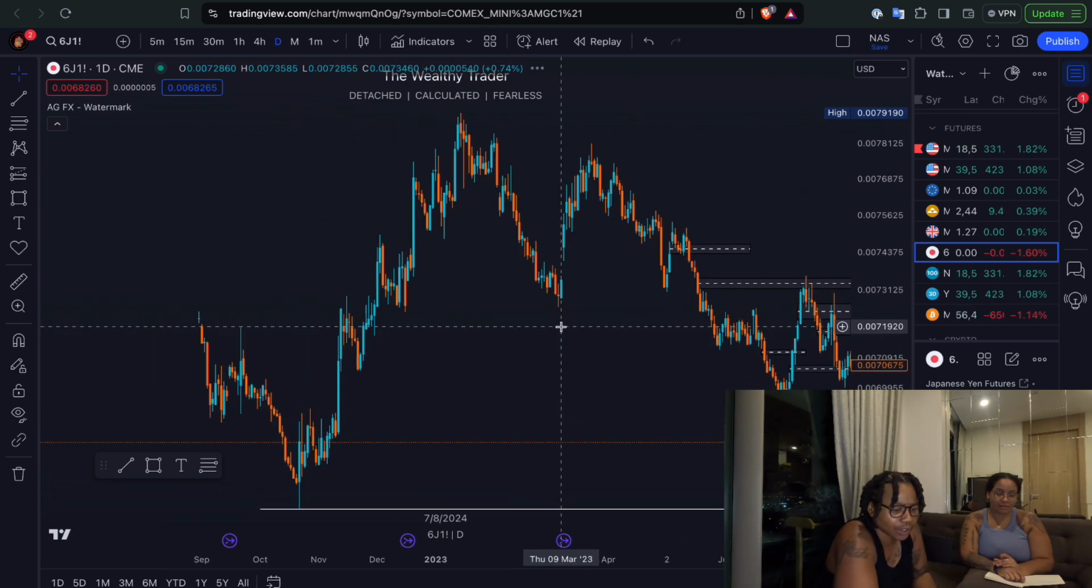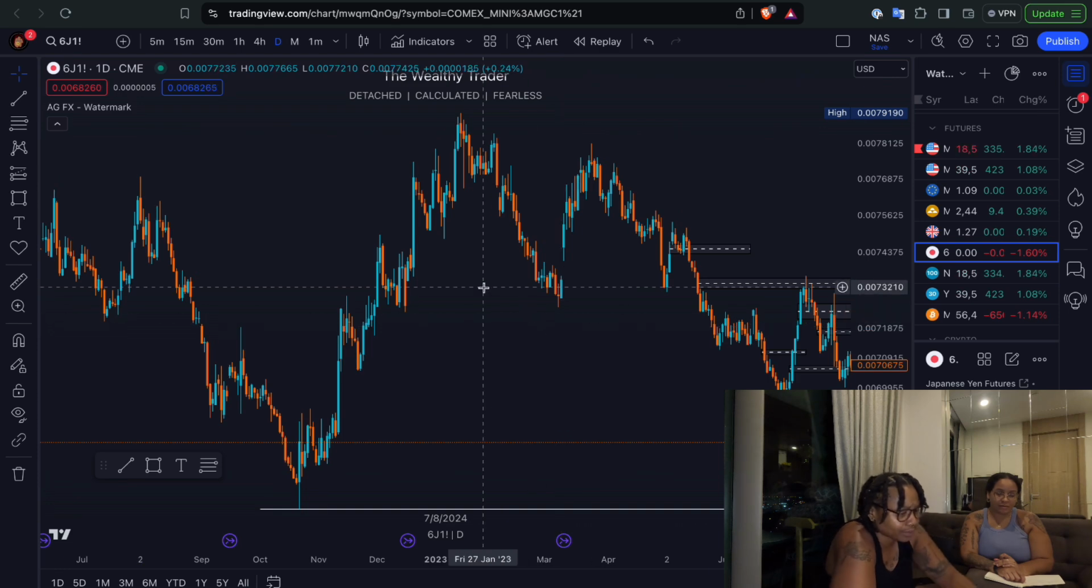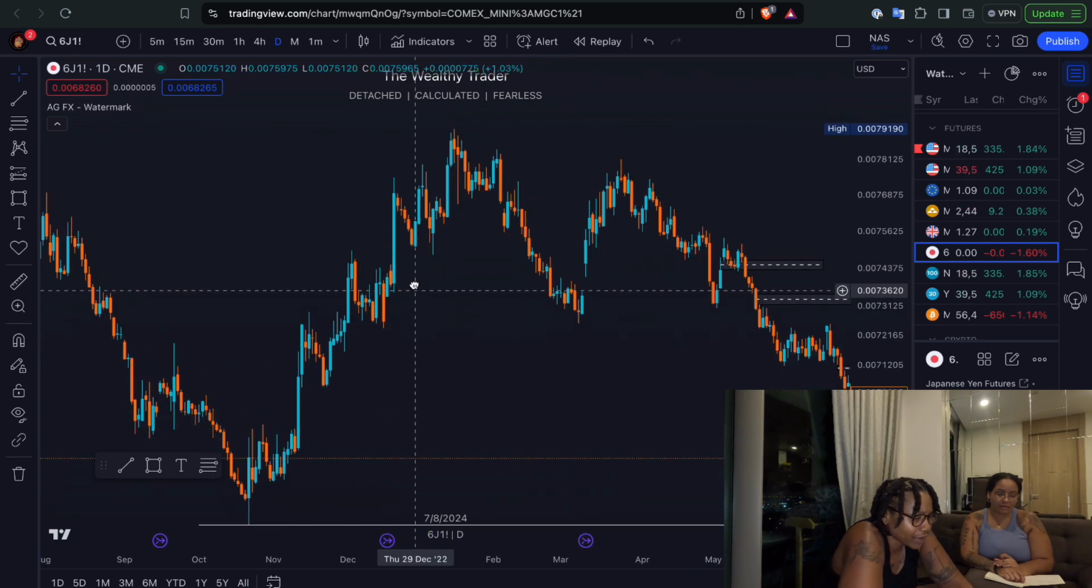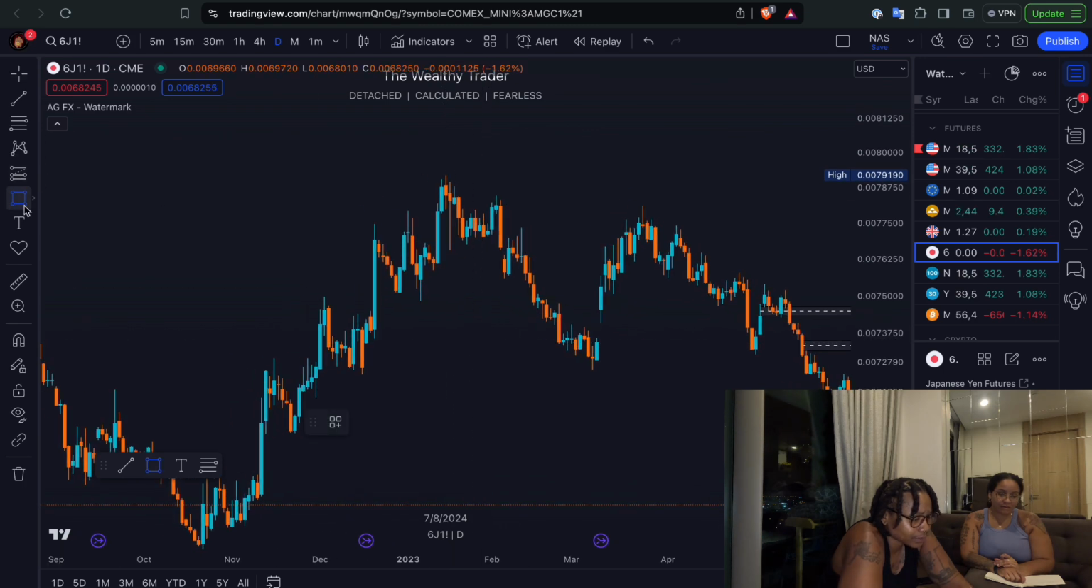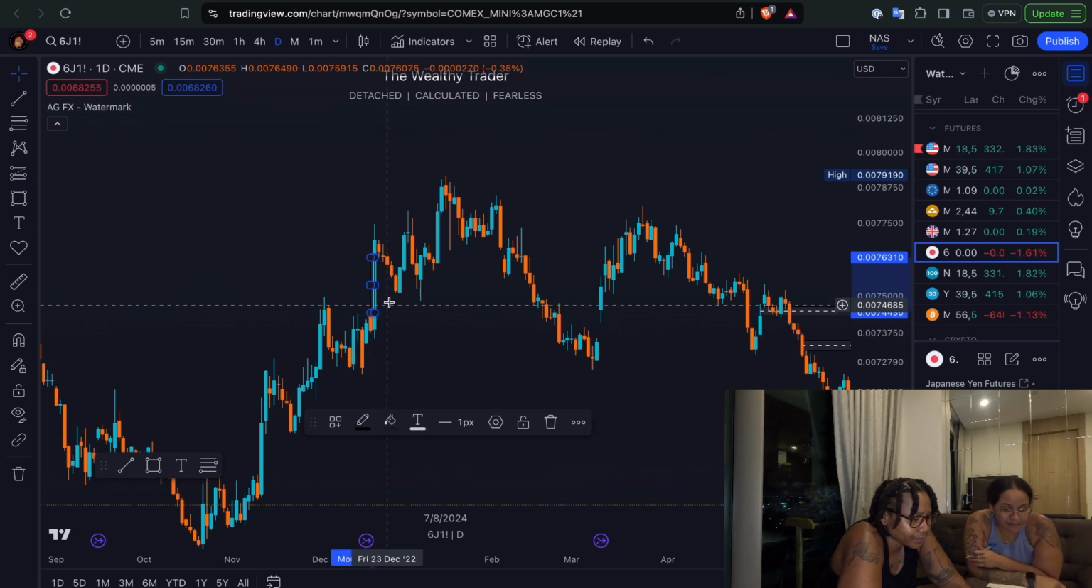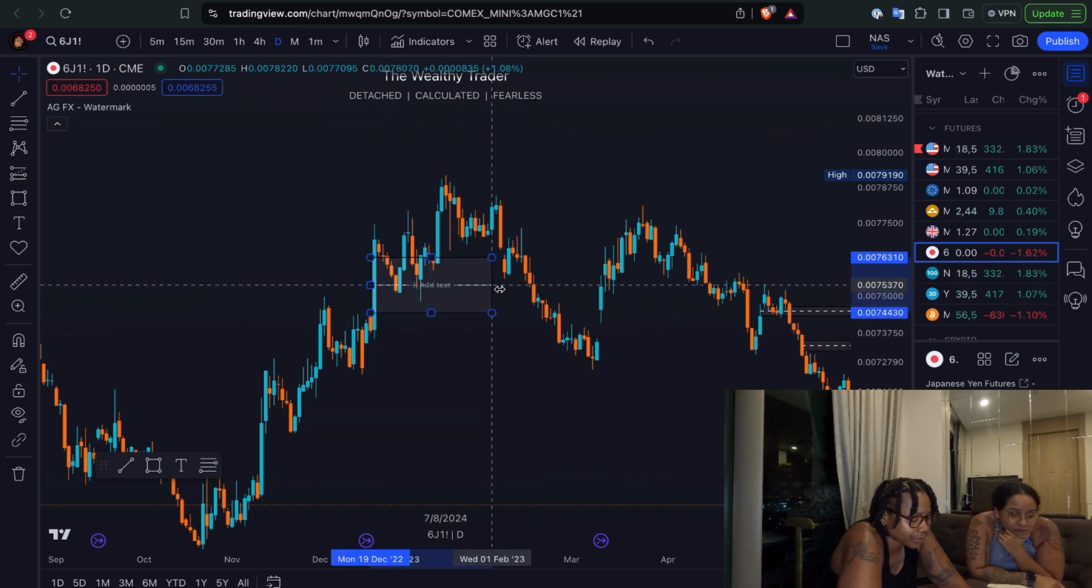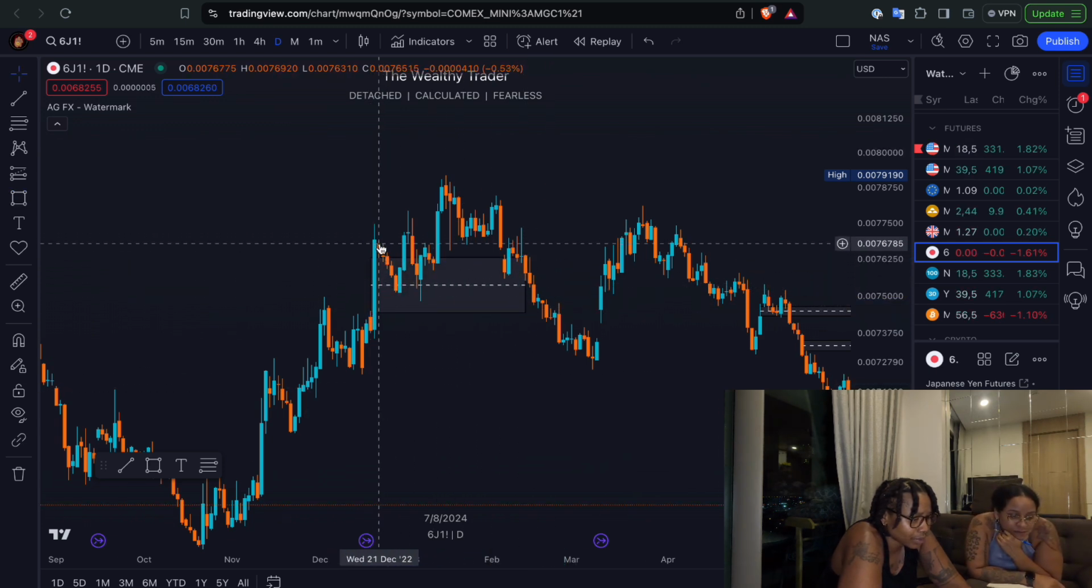We can just go to some areas on the chart where you can see where fair value gaps were and how they played out. So here's a fair value gap right here. Look, price came back into it. See, y'all see that 50? Price came to the 50, came back to it again, filled more of this fair value gap.